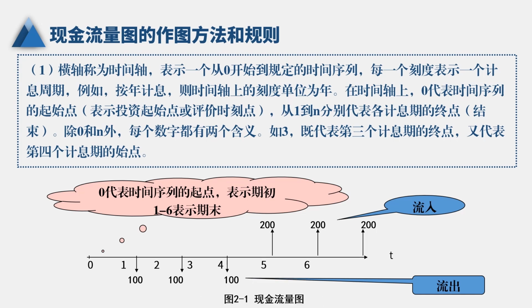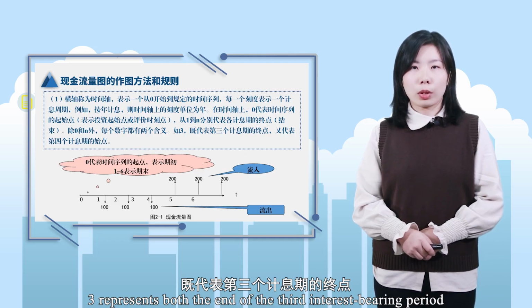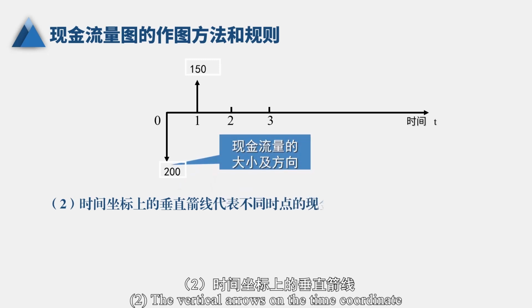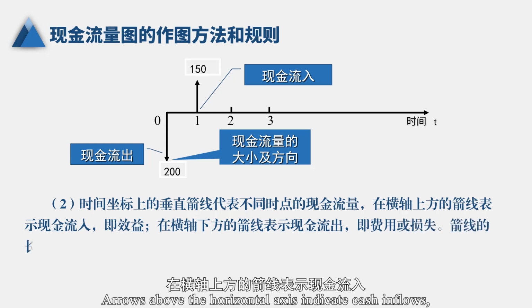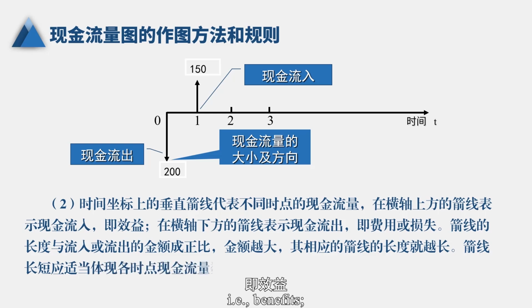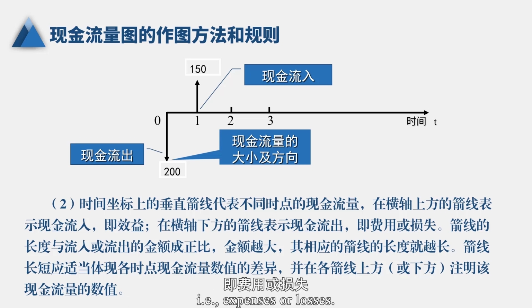Except for 0 and n, each number has two meanings. For example, 3 represents both the end of the third interest-bearing period and the beginning of the fourth interest-bearing period. 2. The vertical arrows on the time coordinate represent cash flows at different time points. Arrows above the horizontal axis indicate cash inflows, that is, benefits. Arrows below the horizontal axis indicate cash outflows, that is, expenses or losses.